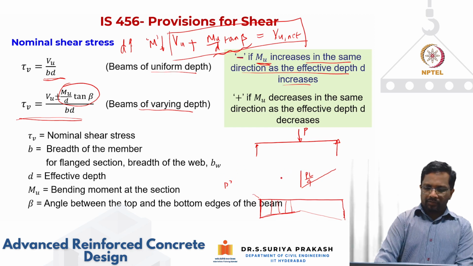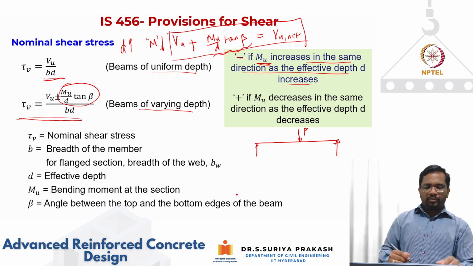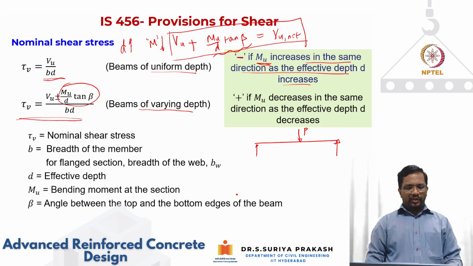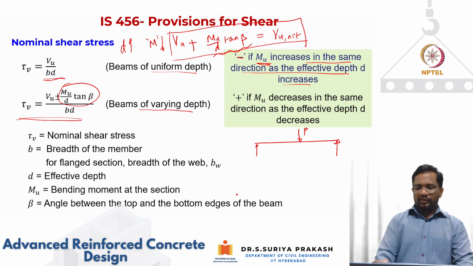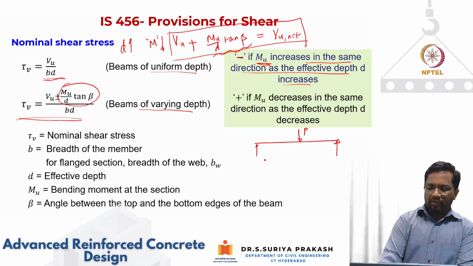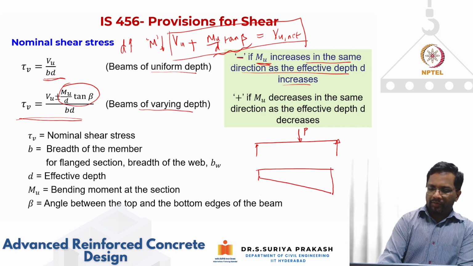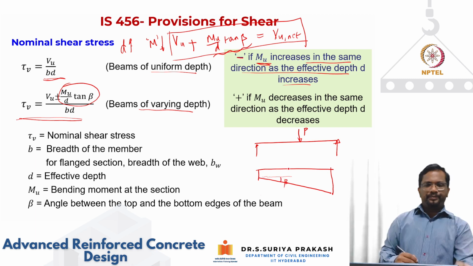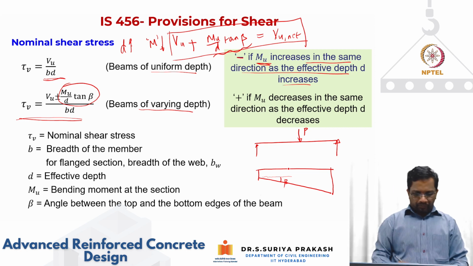Let me erase this. Okay, so Mu will be the bending moment at the section, and beta is basically the angle between the top and bottom edges of the beam. So, for example, let's say you have a scenario like this, and your beta is basically this angle between the top and bottom edges of the beam.